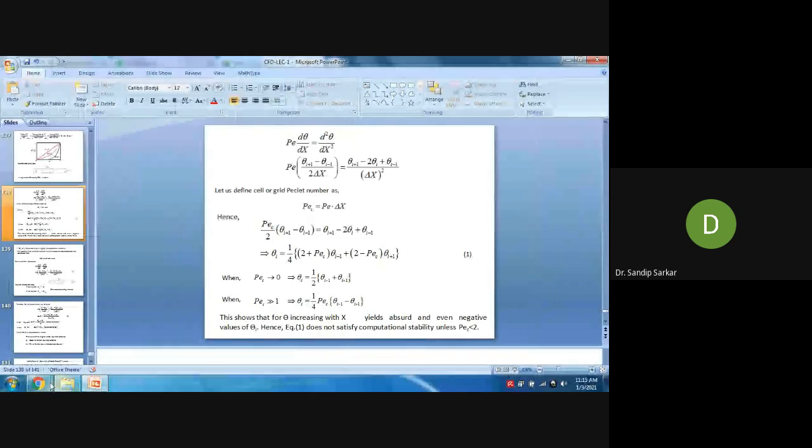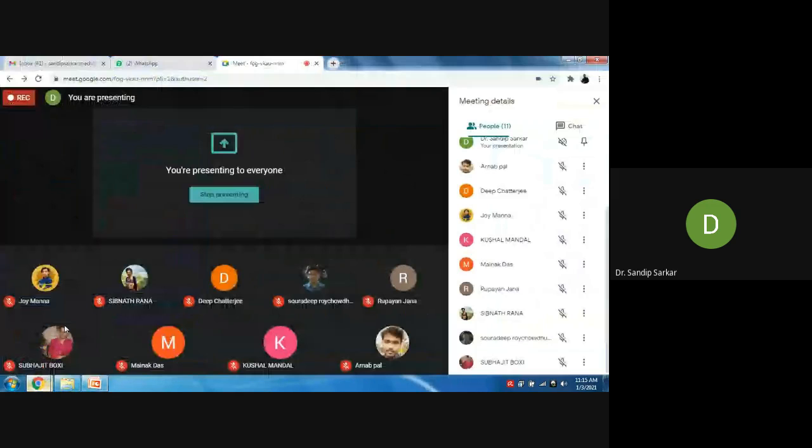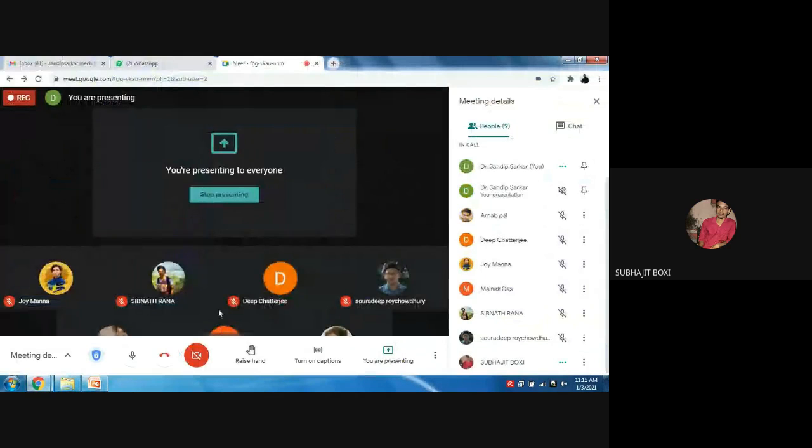Have you understood why we want to use the upwinding scheme, and what the problem of the convection diffusion equation is if you want to solve it numerically? Have you understood now? Could you please repeat it again? I cannot understand. Sorry, I'm not able to hear you properly. Could you repeat it again?